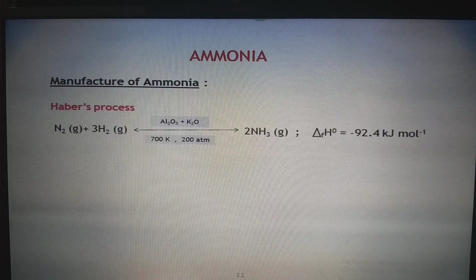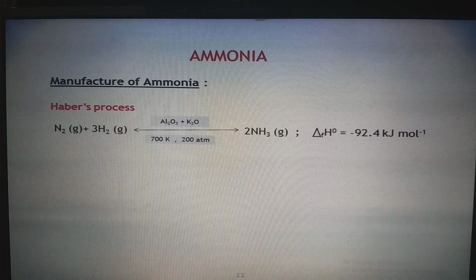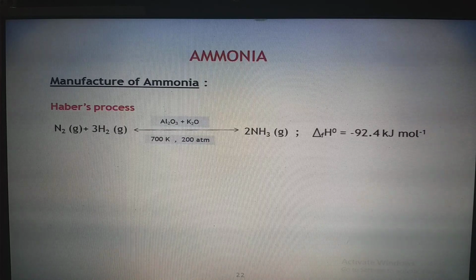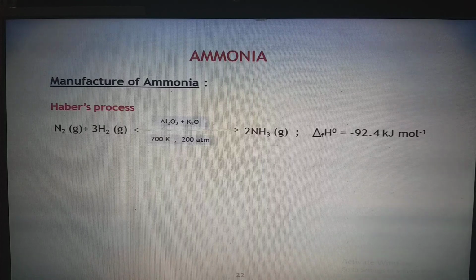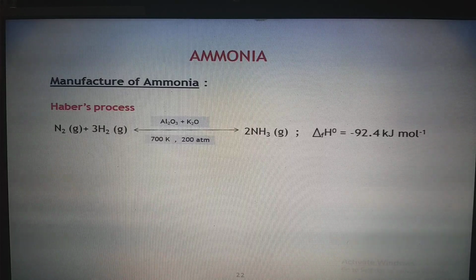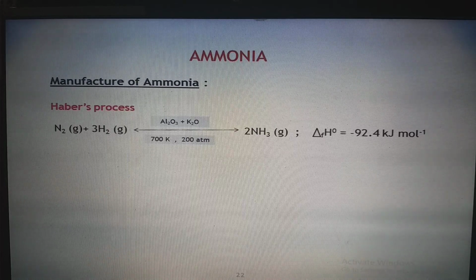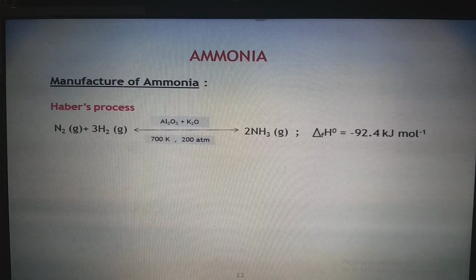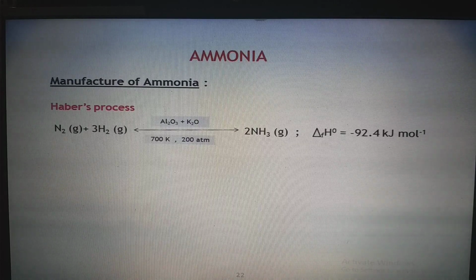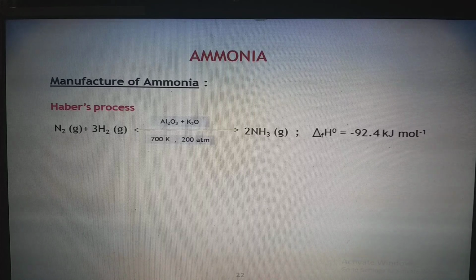Commercially, ammonia is manufactured through Haber's process. Nitrogen gas reacts with hydrogen gas in a proportion of 1 is to 3 in the presence of aluminum oxide and potassium oxide as catalyst, at a temperature of 700 Kelvin and a very high pressure of around 200 atmospheres to yield ammonia. The enthalpy of formation of this reaction is minus 92.4 kilojoules per mole.